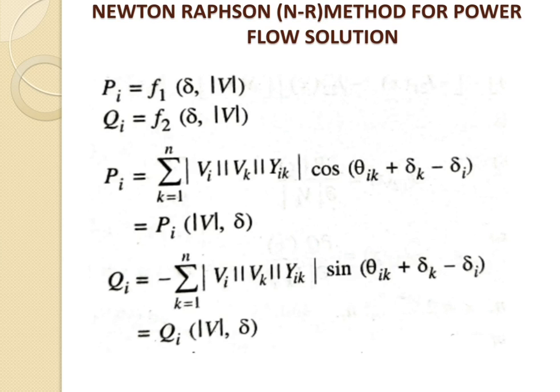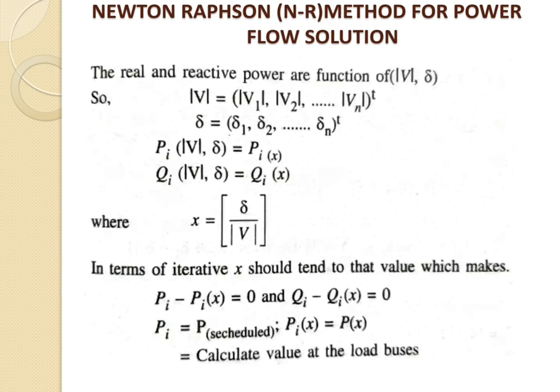Based on that equation, the real and the reactive power are functions of voltage and phase angle. So we will start with the voltage. If we write down the equation for the voltage having n terms, the magnitude of V is equal to magnitude of V1, magnitude of V2, and so on up to n terms, that is magnitude of Vn.